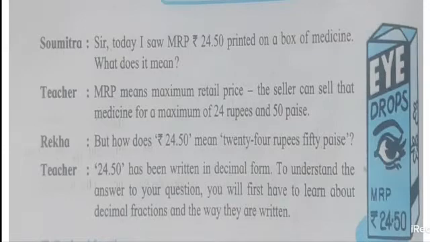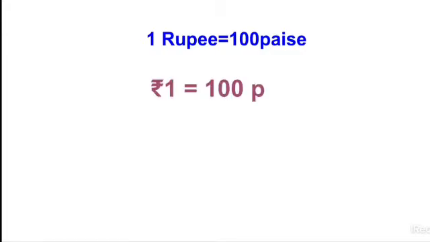But how does 24.50 mean 24 rupees 50 paise? Teacher, 24.50 has been written in decimal form. To understand the answer to your question, you will first have to learn about decimal fractions and the way they are written. First of all, we need to understand 1 rupee. 1 rupee is equal to 100 paise.